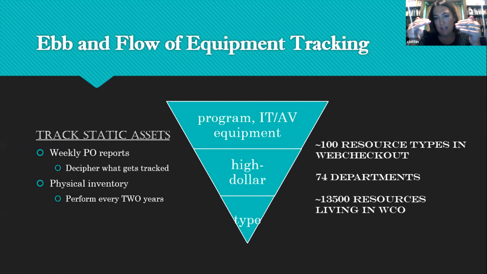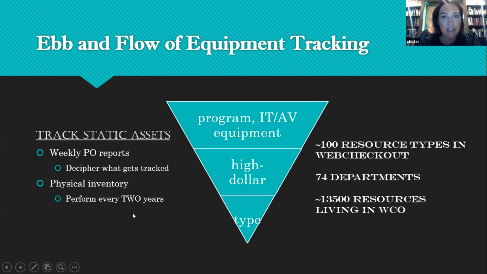Through all of these departments, I need to decipher where each item is going to live. Through deciphering those, we have nearly 13,500 resources living in WebCheckout under asset management, meaning all 13,500 of those live under some department. At any given time, I need to be able to go in and see where these assets are. That goes into the physical inventory, which is something that I perform every 2 years.